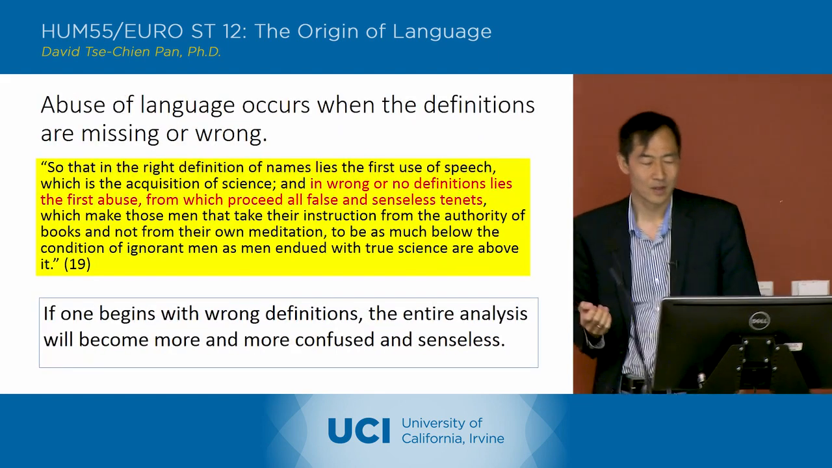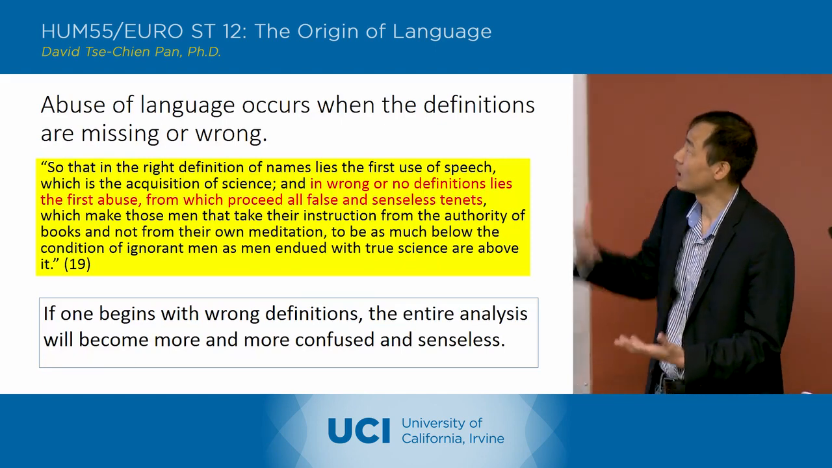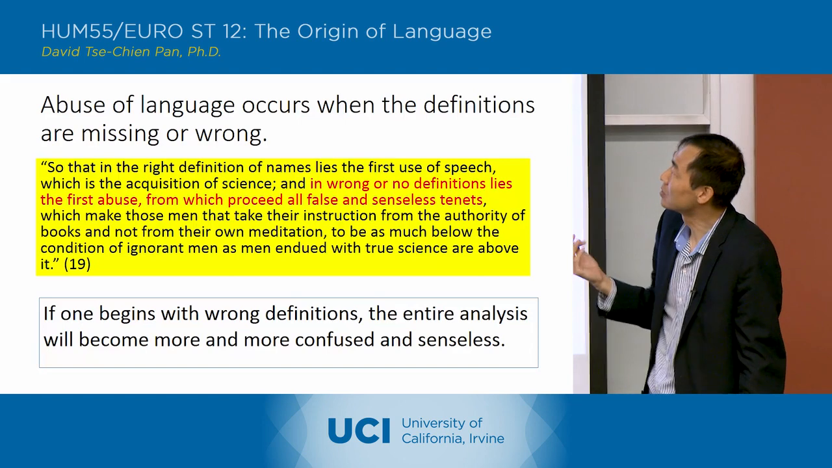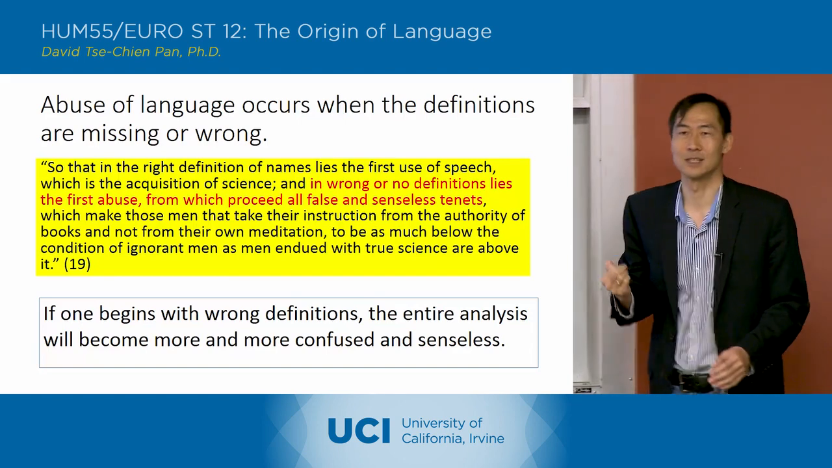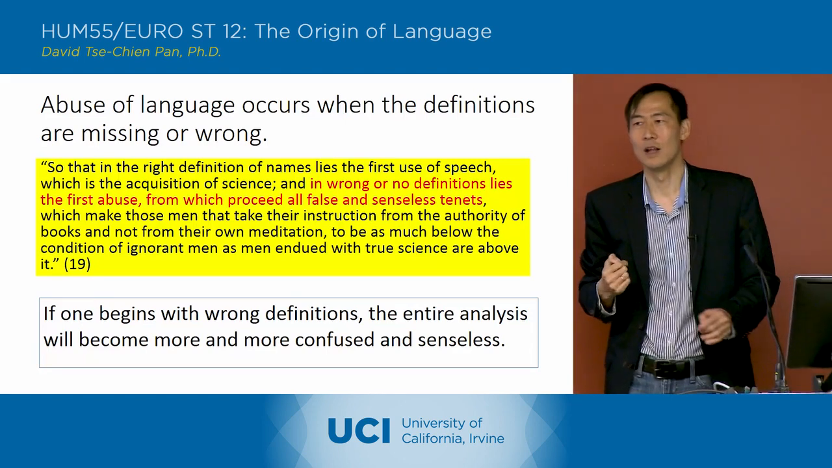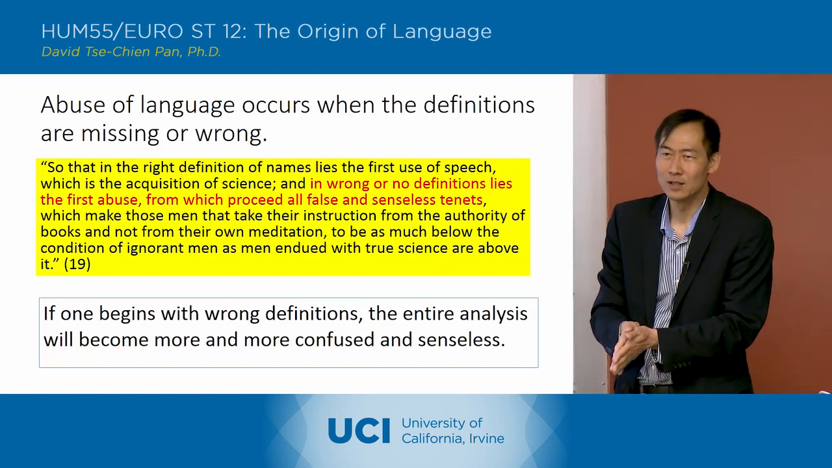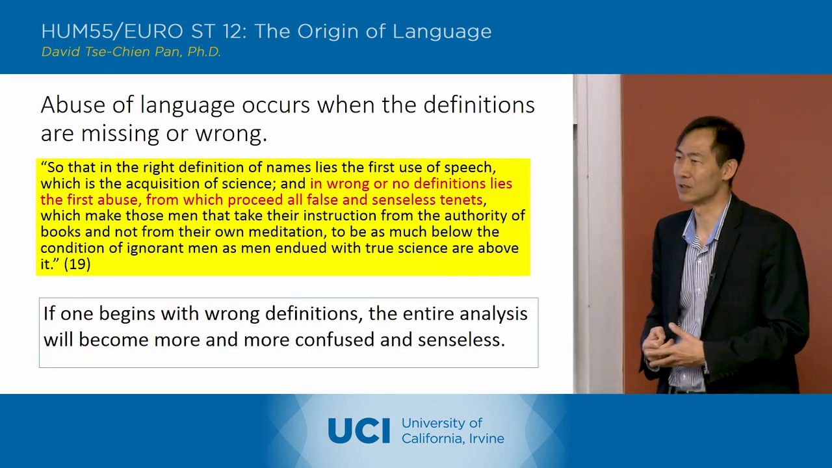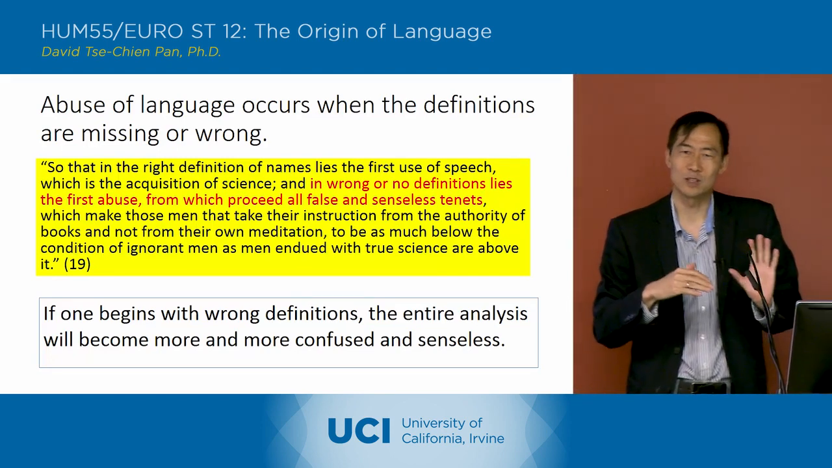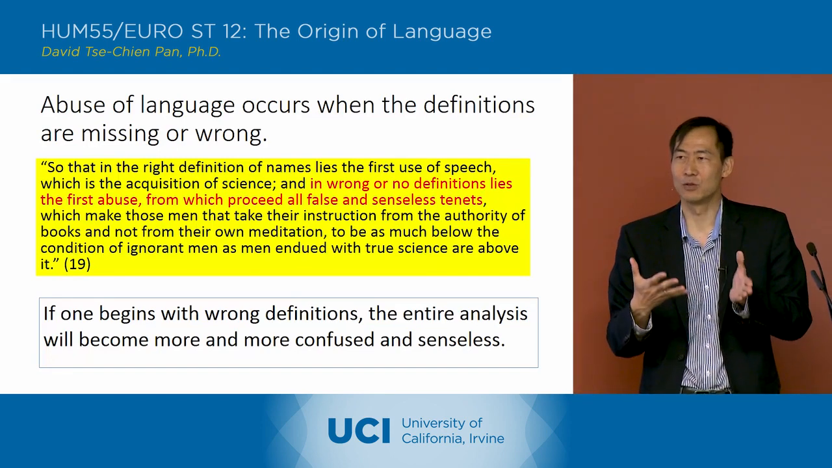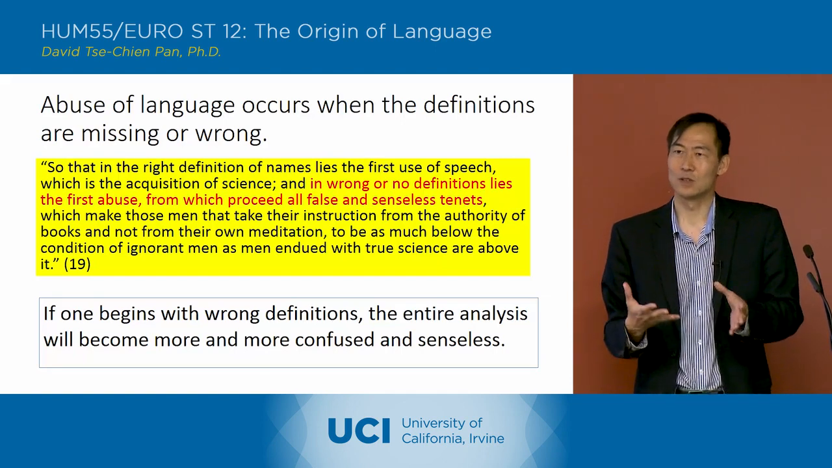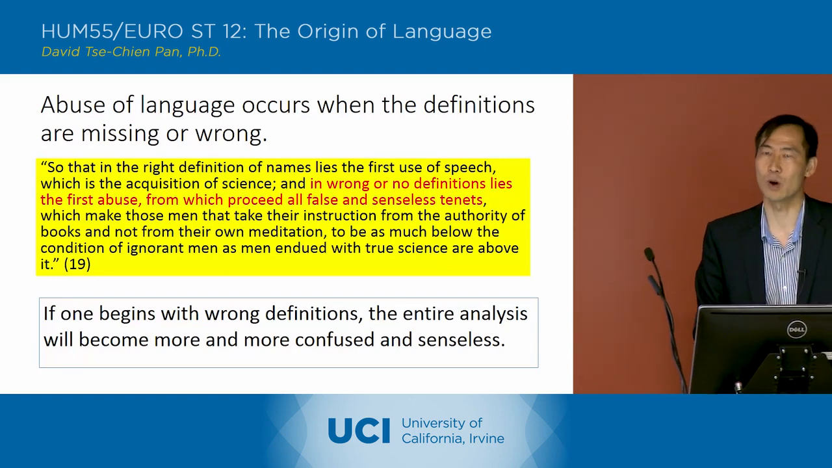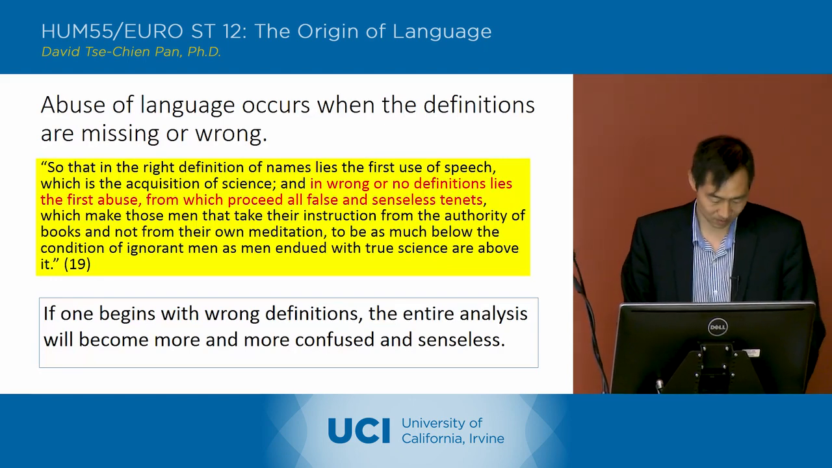Right. He further states, in wrong or no definitions lies the first abuse, from which proceed all false and senseless tenets. Right, and so if you don't get the definitions right, then everything else is going to be all screwed up in your thinking and in your analysis. So if he's starting with this idea of right definitions, he's also giving us a sense of, well, what can go wrong in this process of language, of creating definitions, right?